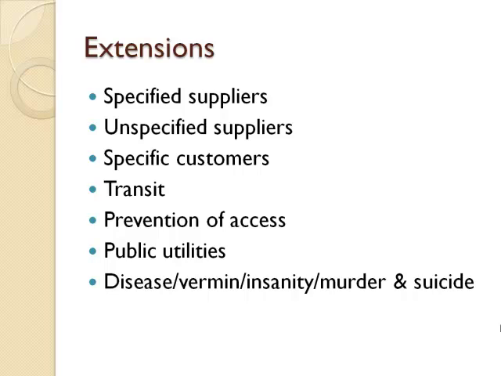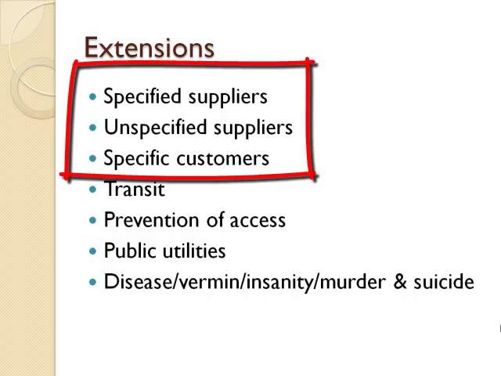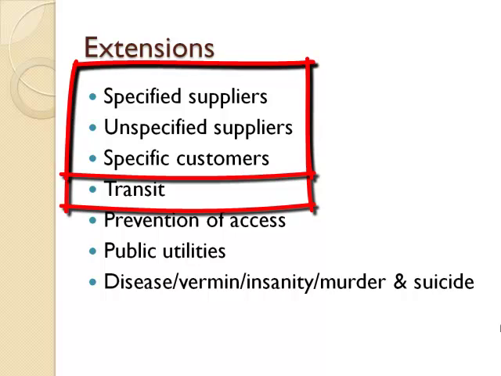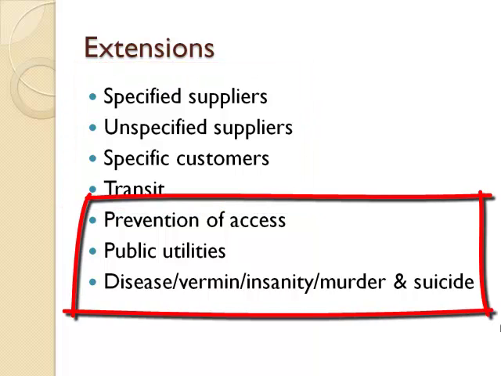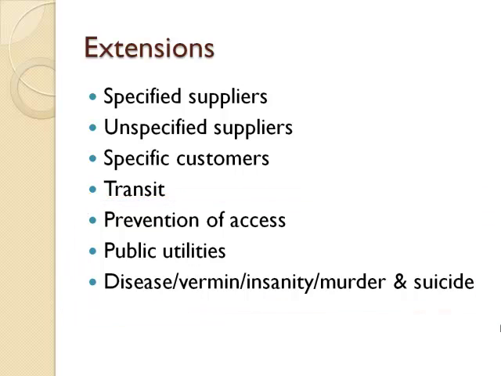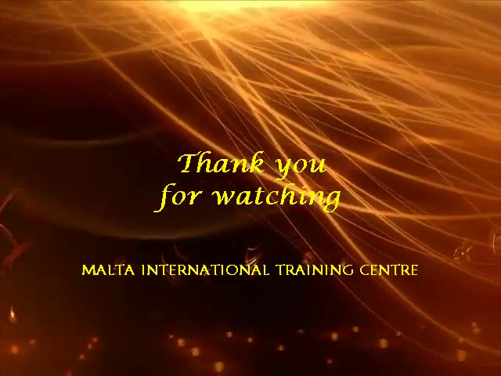There could be situations where the damage or loss occurred is not on the premises of the insured, but on the premises of a supplier, for example, or a customer, or in transit. These can be catered for by an extension. Furthermore, if there is loss by which access is prevented or failure of public utilities like gas, water, and electricity, or if there is disease, vermin, insanity, murder, or suicide in the neighborhood or on the premises of the insured, then these are all situations that can cause consequential loss and that can be catered for by the business interruption policy subject to the taking of an extension.